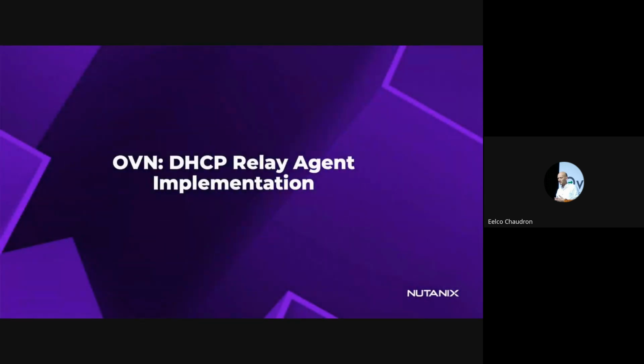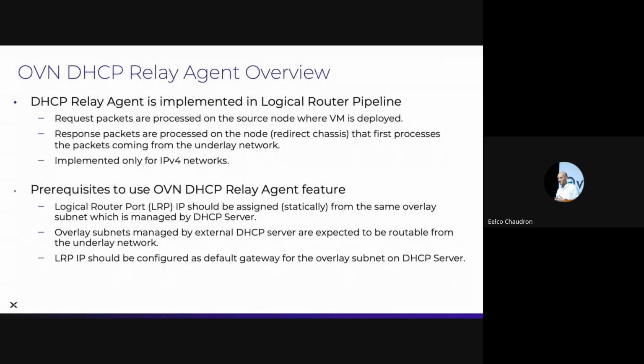Now let's understand how we have implemented DHCP Relay Agent functionality in OVN. To implement DHCP Relay Agent functionality in OVN, we need to replicate all its functionality in the logical pipelines of OVN. We have implemented the Relay Agent functionality in the logical router pipeline. DHCP requests originated from the DHCP client are processed on the source node where the DHCP client is deployed, whereas DHCP response packets coming from the DHCP server are processed on the node which first receives the packet from the underlay network. Generally, in a multi-node cluster deployment, this is a redirect chassis node. There are some prerequisites to use the DHCP Relay Agent feature in OVN.